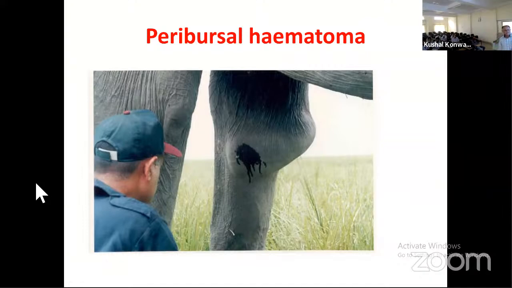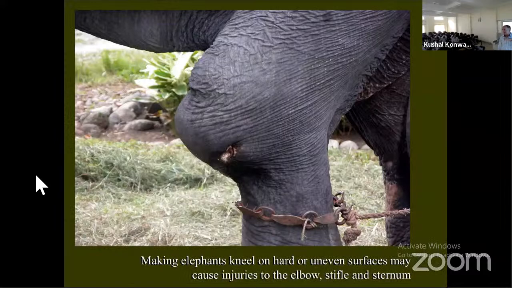This particular case is a hematoma in the elbow, but there can be bursitis in the elbow also. Here it is in the stifle. The bursitis was again iatrogenic: some of our colleagues punctured it without taking sufficient precaution for asepsis, and they introduced infection, eventually forming an abscess.